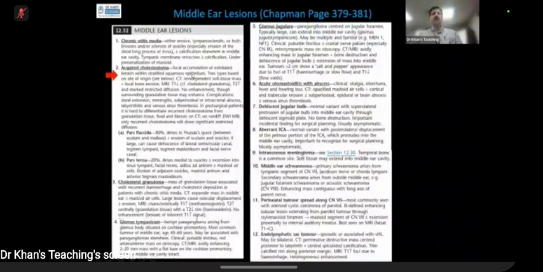The only thing is that when it is within the intracranial cavity, we call it an epidermoid. But in the temporal bone, we call it a cholesteatoma. We have made life uneasy, difficult for ourselves. But remember that it will show restricted diffusion.